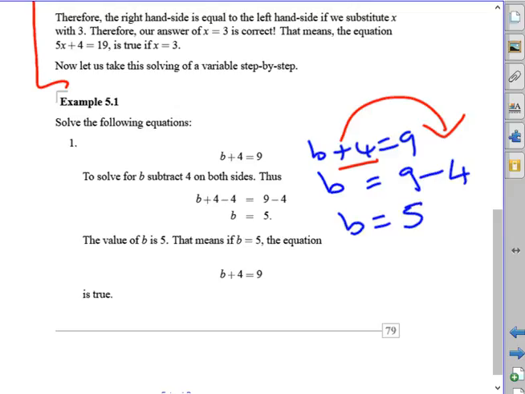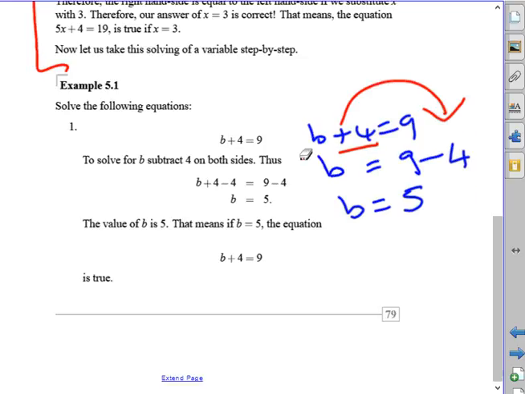And now you can go back and check. To check, I look at the left-hand side, replace the b, 5 plus 4 is 9. Look at the right-hand side, there's nothing to do there, it is 9. I know my answer is right.